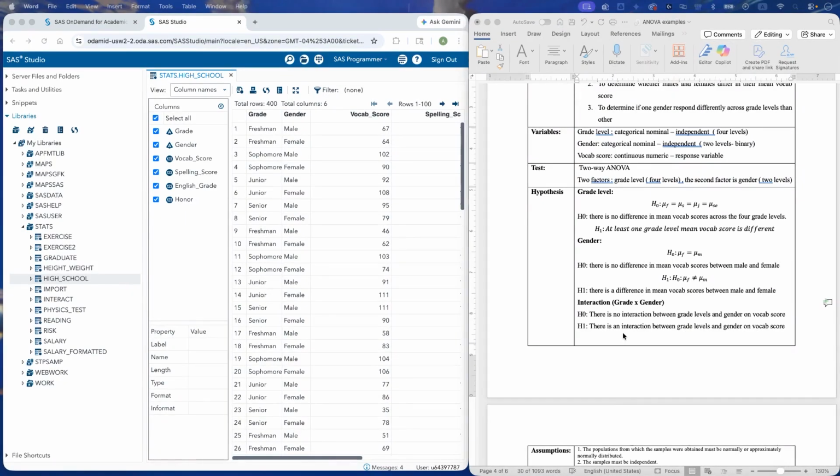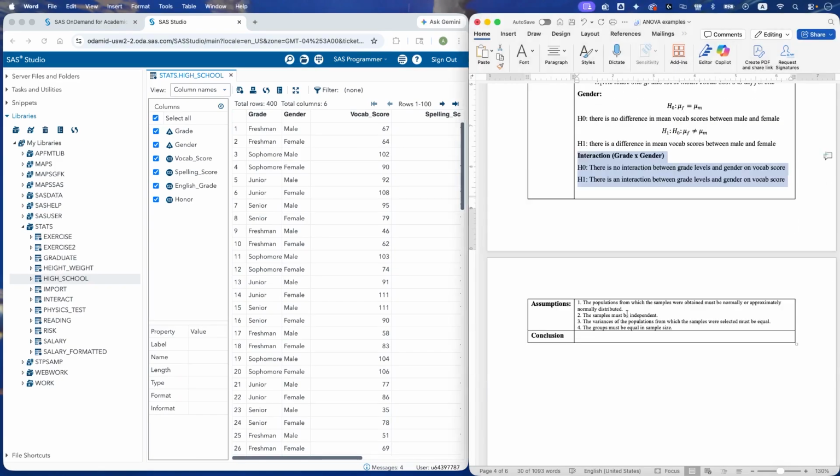Okay, so what to do now? We're going first to check the assumptions. What assumptions are needed for two-way ANOVA? The assumptions needed for the two-way ANOVA are four.